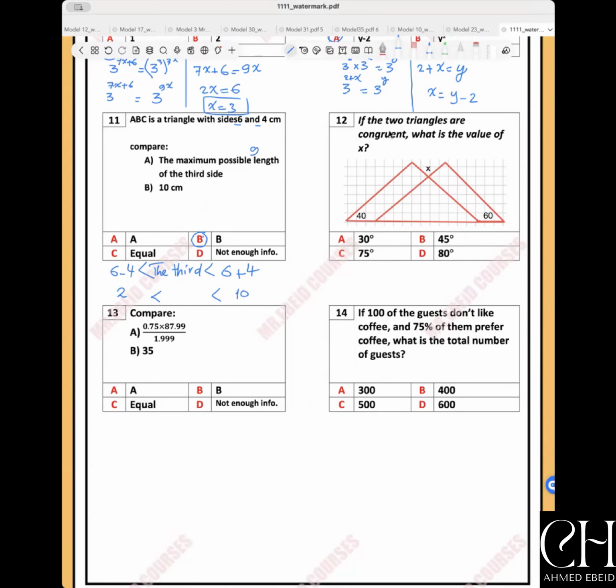Let's move to question 12. If two triangles are congruent, what is the value of x? Congruent means that they are the same two triangles. If this angle is 60, this angle is also 60. If this is 40, this is 40. You can find the measure of the third angle in this triangle, as you know that the sum of the measures of the interior angles of any triangle equals 180 degrees. So 180 minus 40 plus 60, it means 180 minus 100, which is 80. Now this is 80 and this is x. Two vertically opposite angles are equal in measure, so x equals 80. The answer is D.